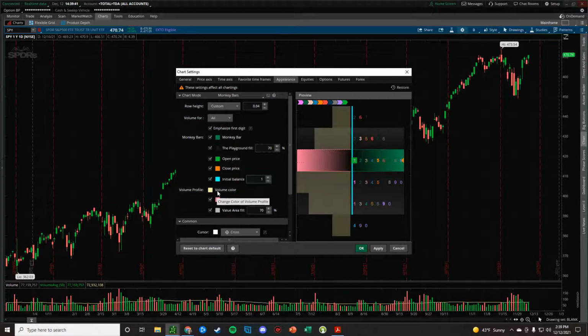For our volume color, for our actual volume profile, I like to make mine gray bars. You can leave yours whatever color you want. Point of control is also very important to keep on. We're going to keep ours as pink.